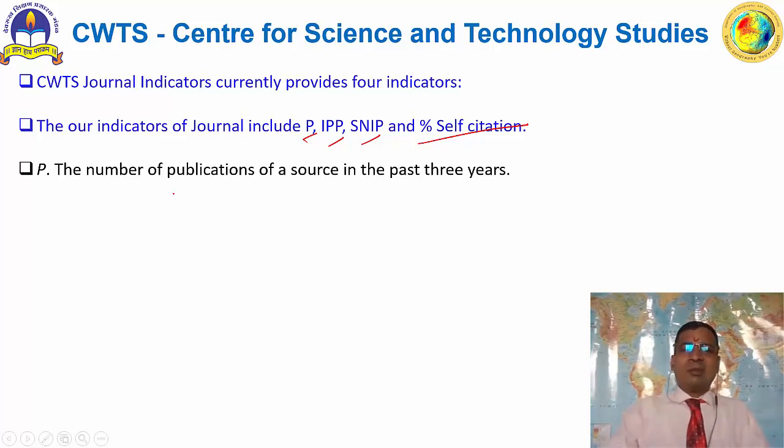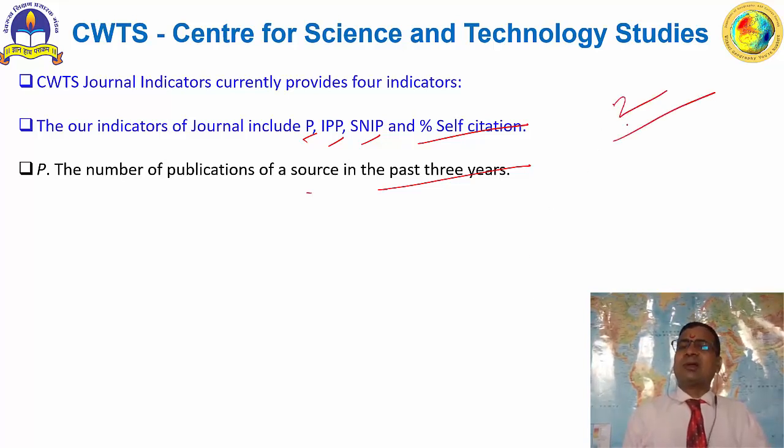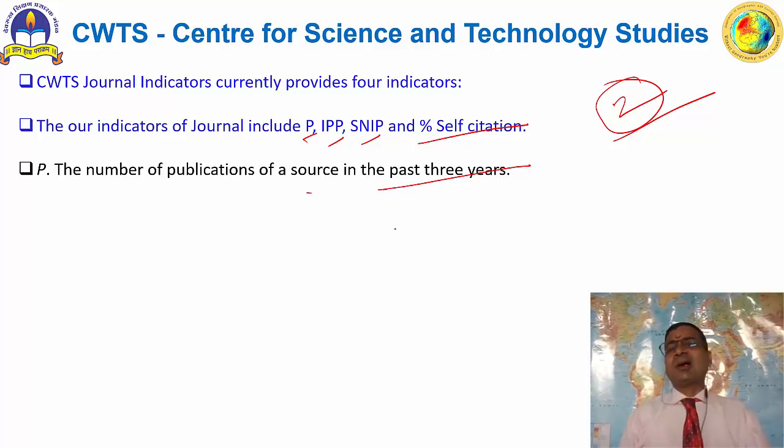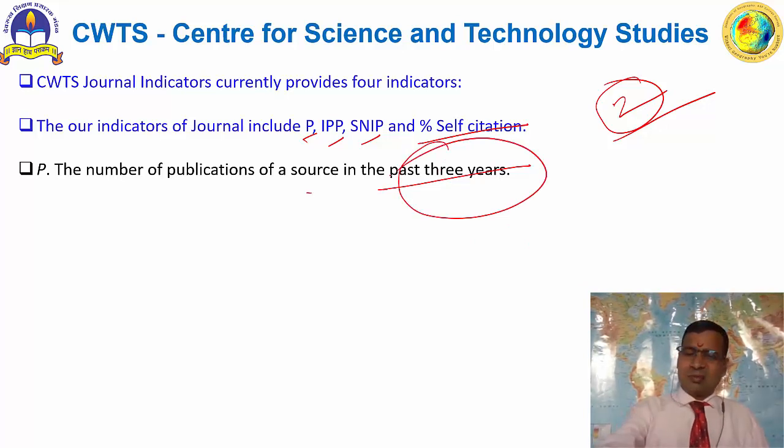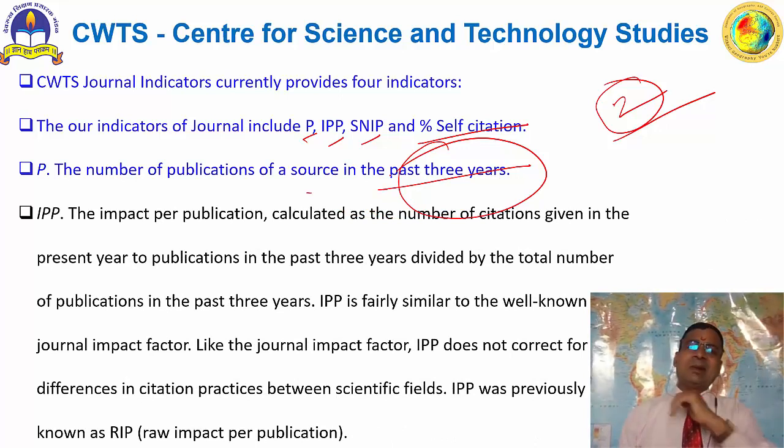P is the number of publications of a source in the past 3 years. Generally, we have discussed that for the calculation of impact factor, Scopus is considering the publications and citations during the previous 2 years. But CWTS, that is Center for Science and Technology Studies, considers the past 3 years publications, that is P. Then IPP is the impact per publication.